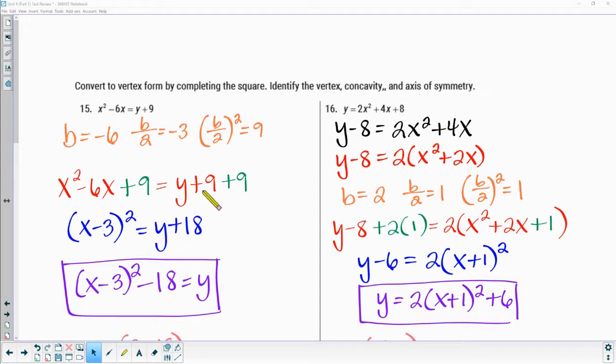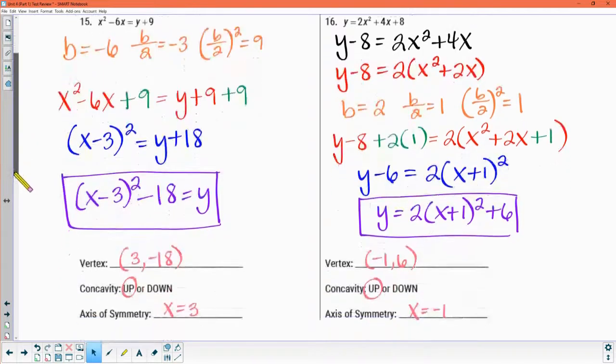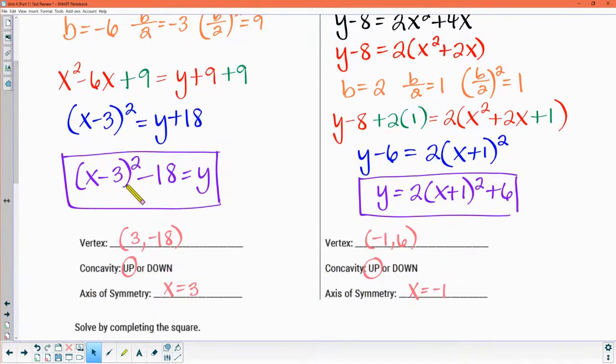I'm going to simplify the right-hand side. Plus 9 is plus 18. And my final step for 15 is to subtract 18 from both sides because I do want it to be a y equals equation. Now, for the vertex, it's going to be (h, k). h is always going to be your shift left, right. In this instance, remember, it's always going to be the opposite sign because x minus h is how the vertex form is written. So this is going to be positive 3. k is always your shift up, down, so it's going to be negative 18.